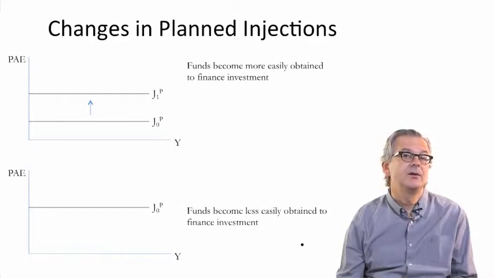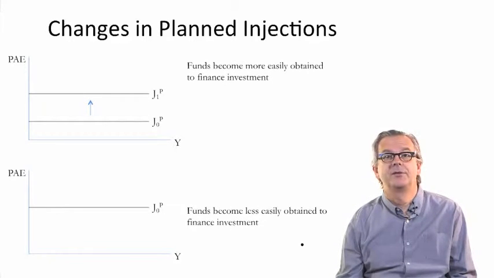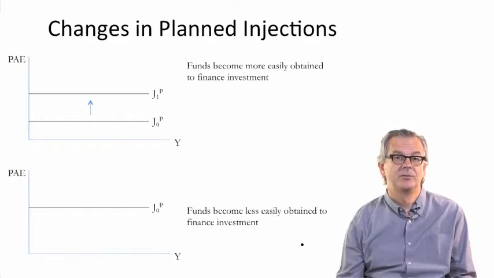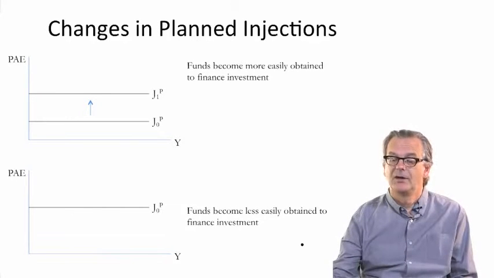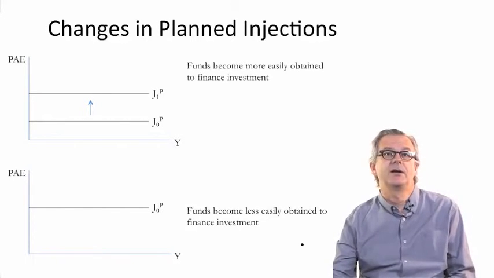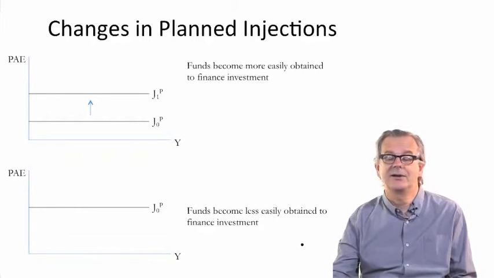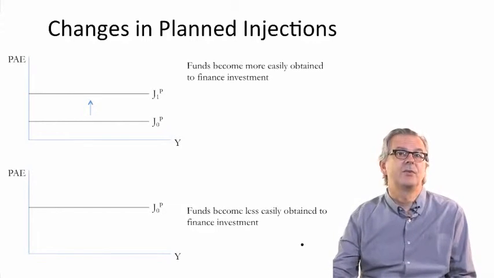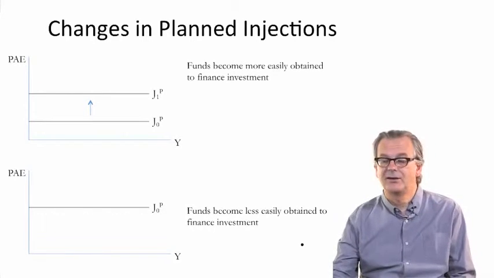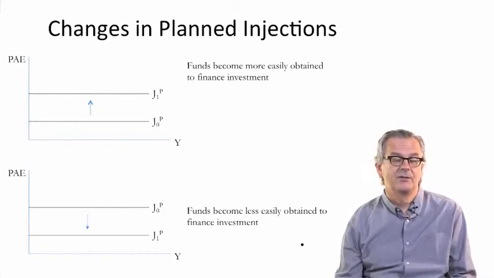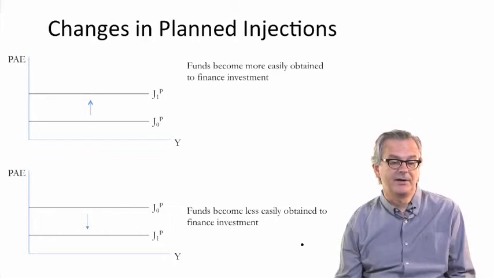Could go the other way. You might be dealing with a situation where funds become increasingly difficult to obtain. Banks might be withholding the credit they're prepared to extend to firms, or they might increase the interest rate that they charge on those loans. Either of those two factors might discourage firms from undertaking some planned investment, and that would show up by a horizontal downwards movement in the planned investment schedule.